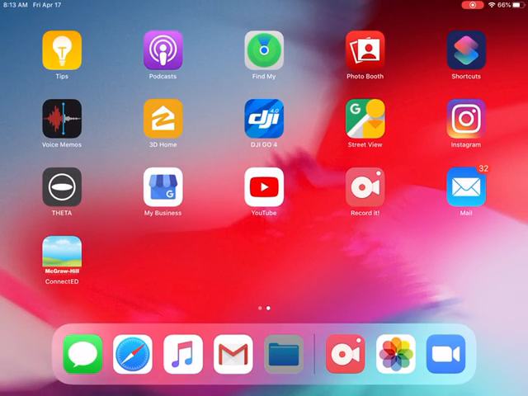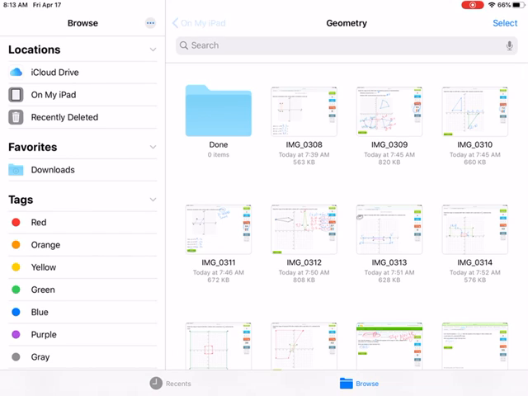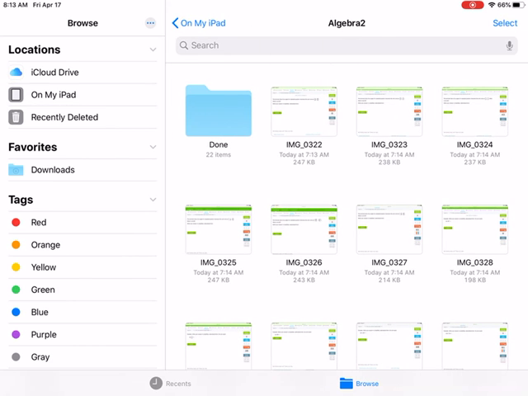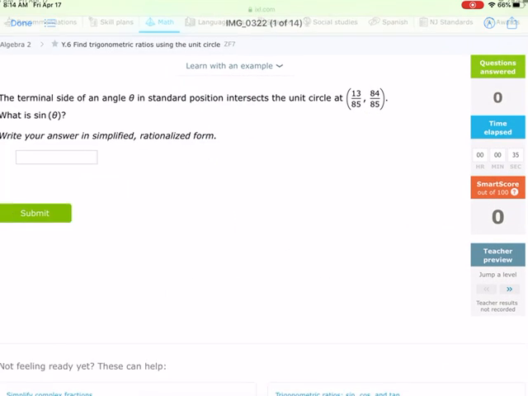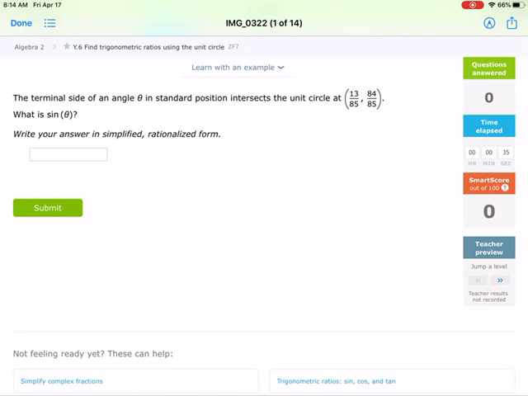Okay, good morning, everybody. Algebra 2. We are doing Y6 through Y8. Algebra 2, let's see, where are we? Y6 through Y8. What's this one? Y6. Okay, here we go.